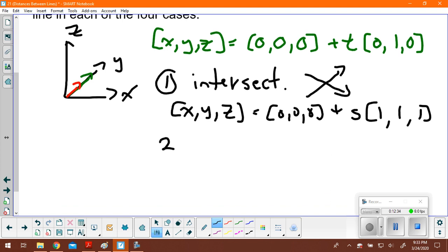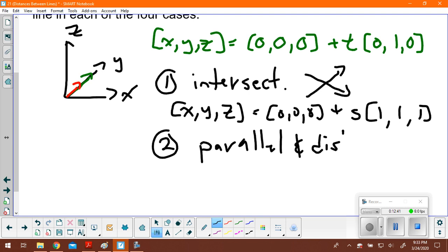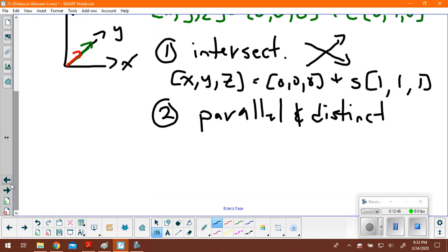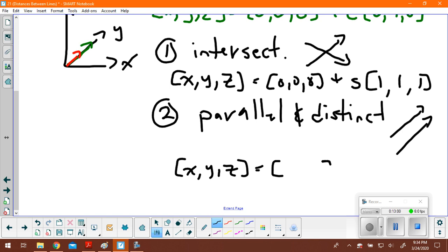Okay, case 2, they are parallel. And the same. Oh, right, my two lines in space, I would have my y-axis, and I would have something parallel to the y-axis. So that means its direction vector is going to be the same this time. x, y, z equals, so I had 0, 1, 0.